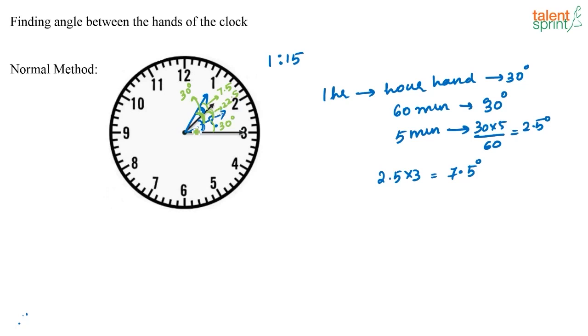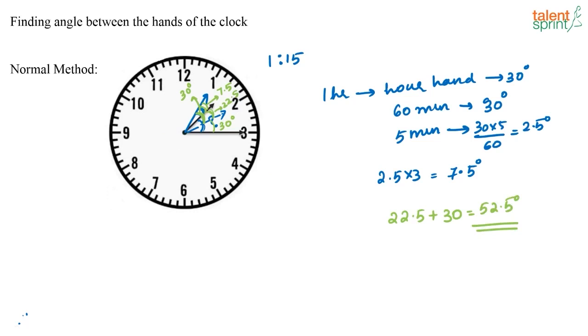So at the time 1:15, what is the angle between the hands of the clock? It is nothing but 22.5 plus 30, that is equal to 52.5 degrees. So this is how you calculate the angle between the hands of the clock at any given time.